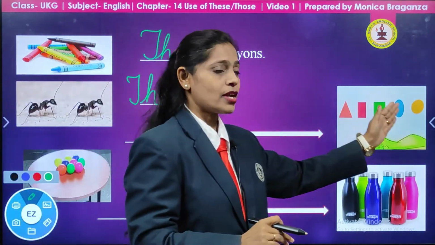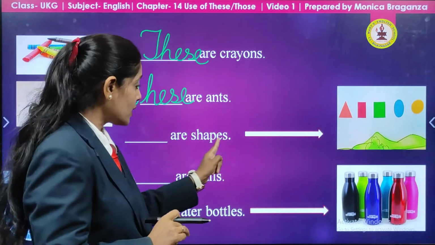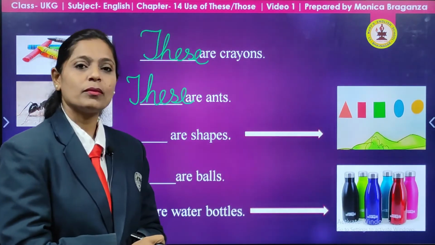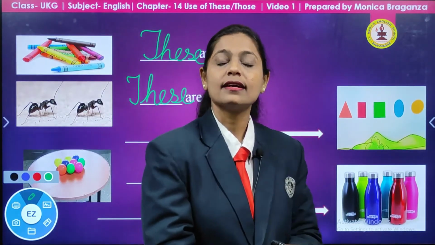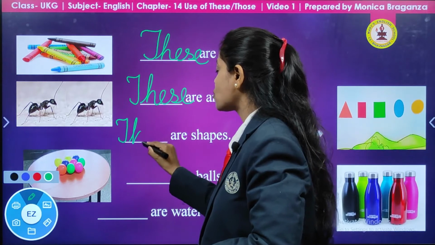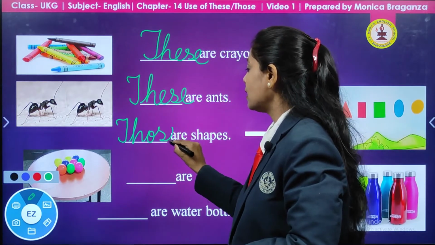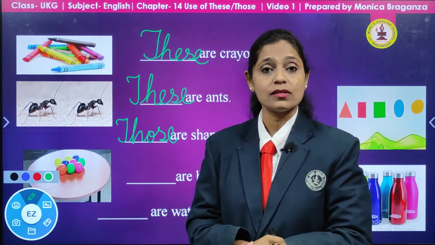Now, in the same way, all of you look here. Can you see different shapes? Yes, and they are far from us. Can you see that arrow? They are far from us. So when things are many and they are far from us, what do we write? Correct, we write those. T-H-O-S-E, those.